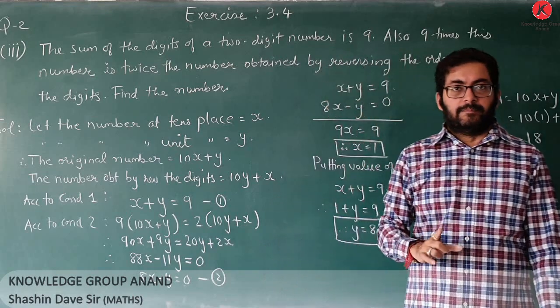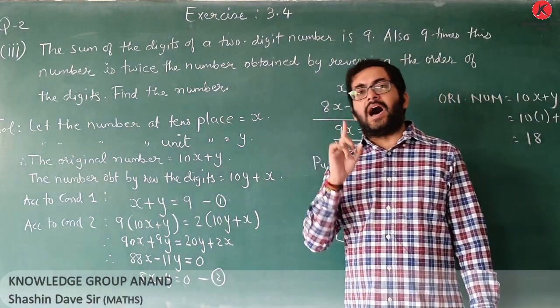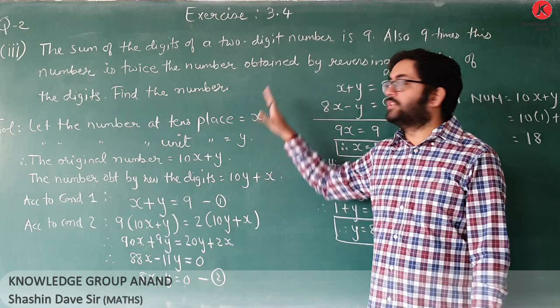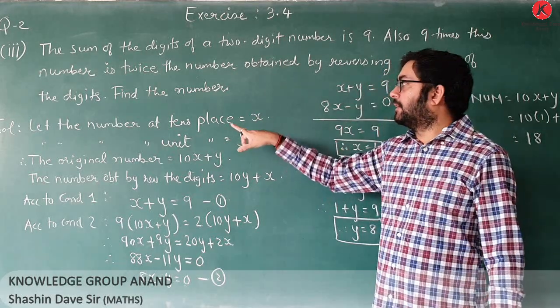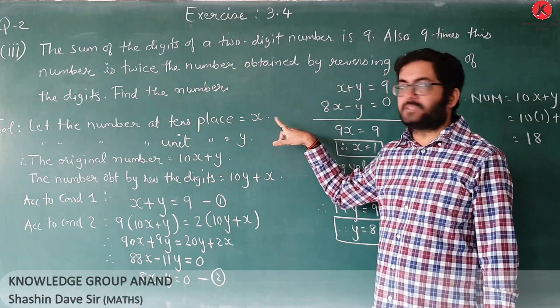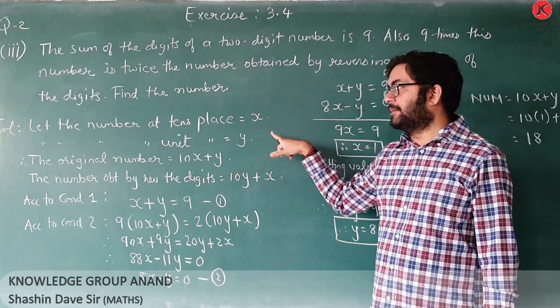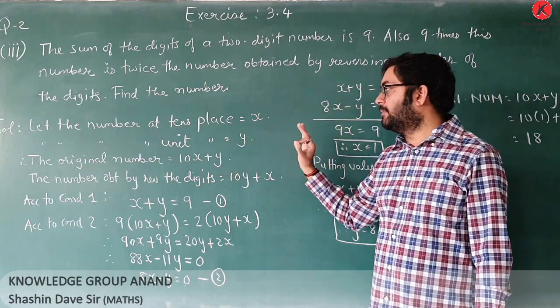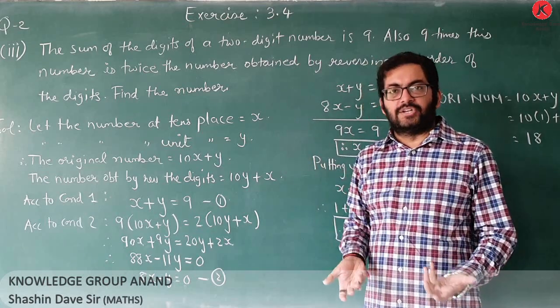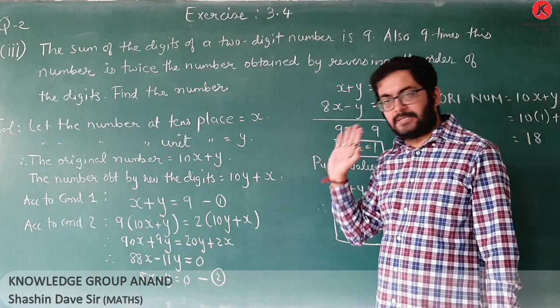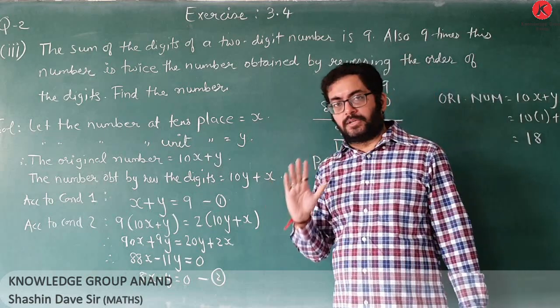So, dear students, again, whenever you are asked any question which is based on two-digit numbers, these four lines will come. Let the number at tens place be x, let the number at unit place be y, let the original number be 10x plus y, and the number obtained by reversing or interchanging the digits is 10y plus x. Now we will move to the condition.